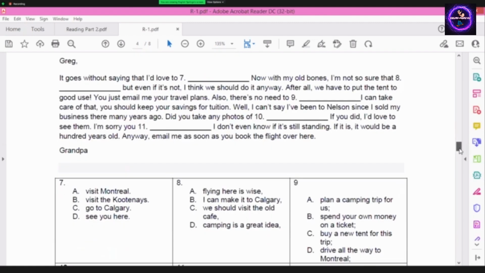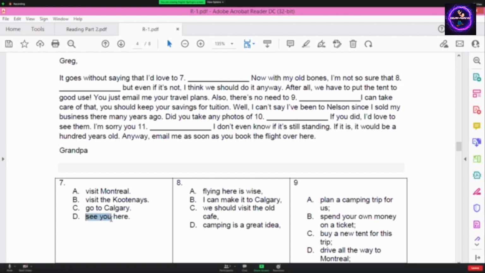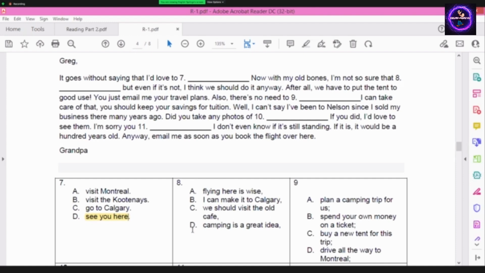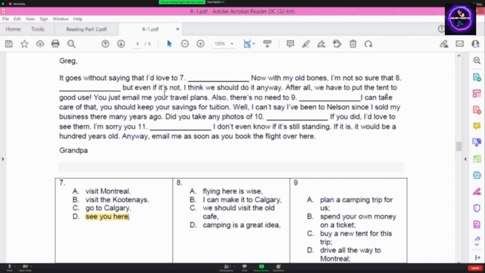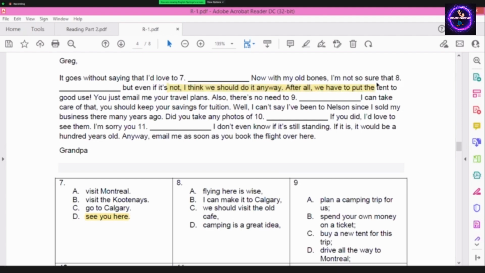That's nice. Okay. What about the reply letter? It goes without saying that I would love to visit Montreal. No, sorry, wait. D, option D. See you here, because he's coming here. Montreal is where grandpa is staying. And then A is, I'm not so sure that camping is a great idea because of his old bones. And if something shouldn't, I should do it in any way. After all, you have to put the tent to good use. This tells us about camping, so this is more appropriate information.